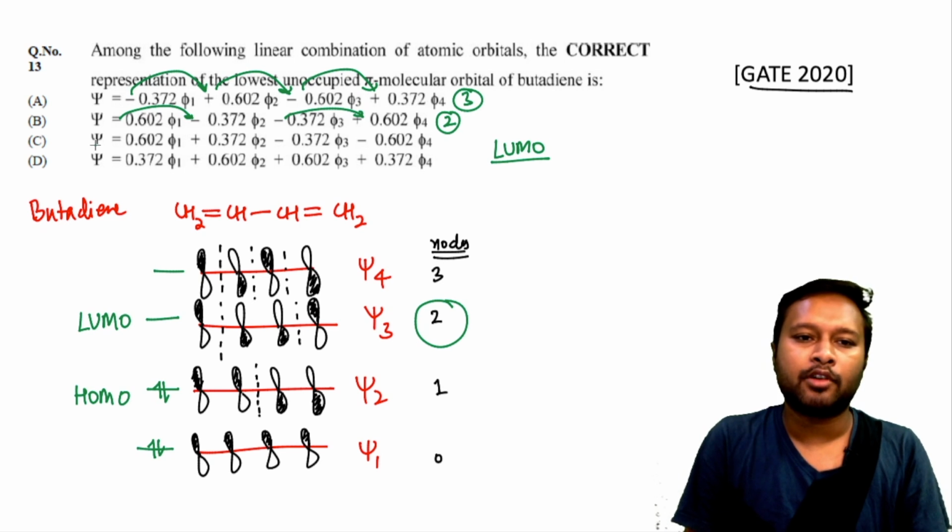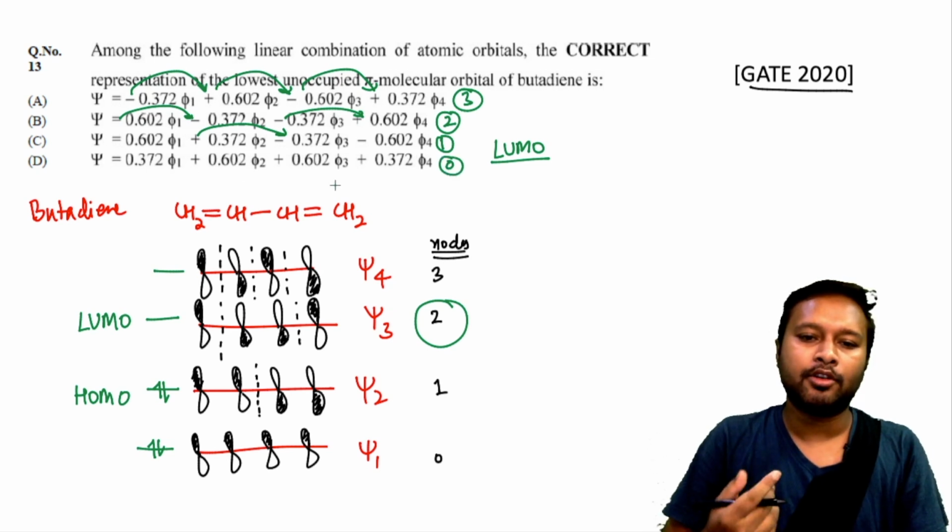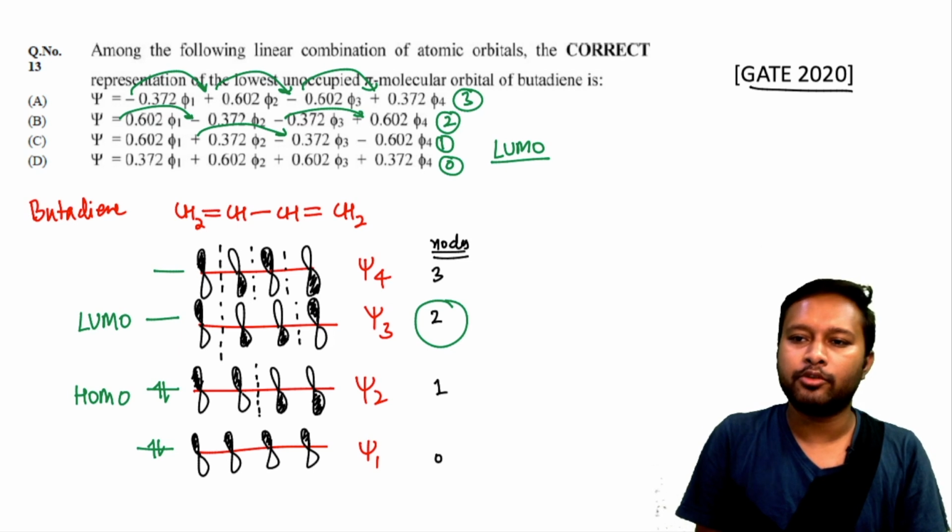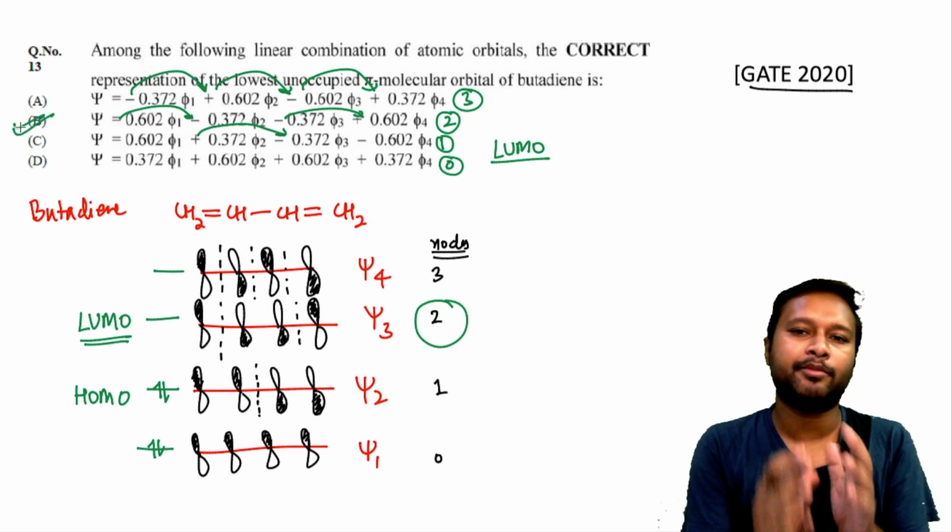So 2 nodes. Option number C, see, it is plus, it is also plus. So no change. The only change happened is just once. So just 1 node in this case. In option number D, since all of them are plus, 0 nodes in this case. So you are talking about your LUMO. LUMO is going to be your psi3, that means 2 nodes. So 2 nodes is in option number B. Option B becomes your correct answer.